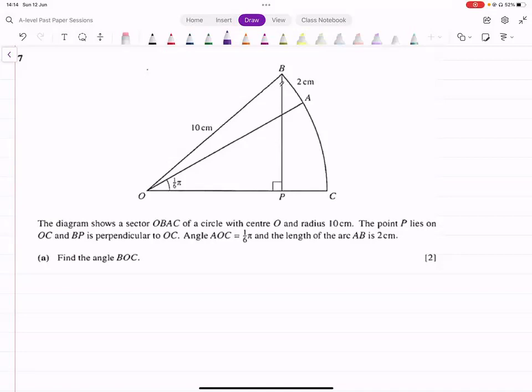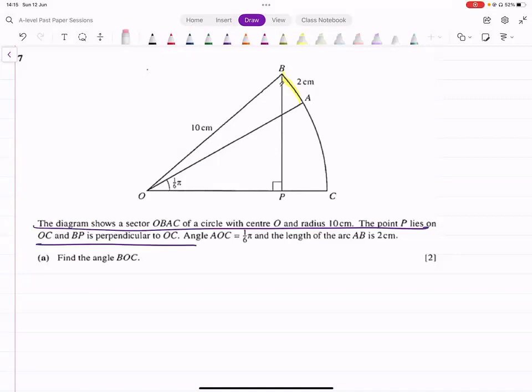The angle AOC is pi over 6. We've got this angle given. And the length of the arc AB is 2 centimeters. So this arc here, just this part, this is 2 centimeters. We have to first find the angle BOC. BOC, that's this whole angle. We have to find this whole angle. All right, so the statement here just describes what you have in the diagram.